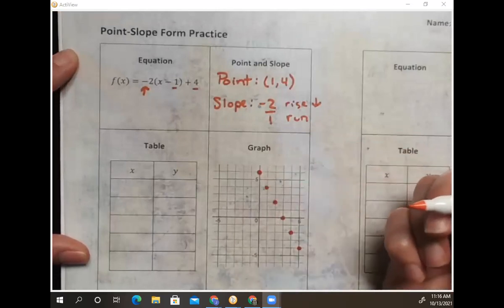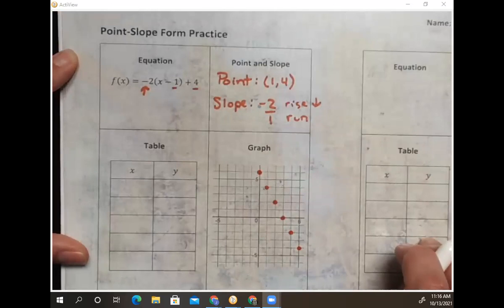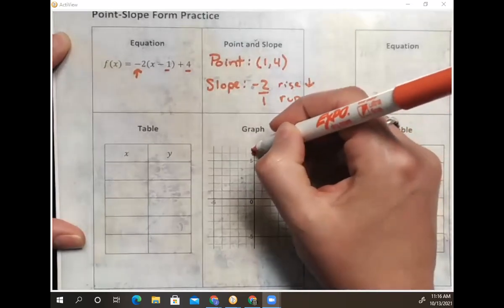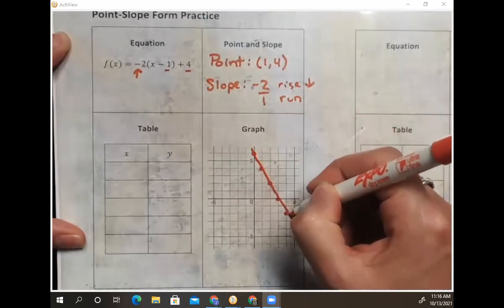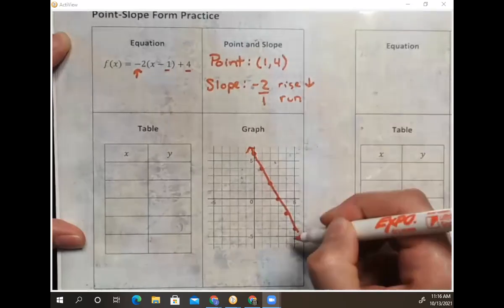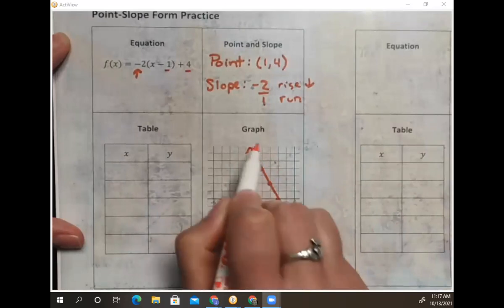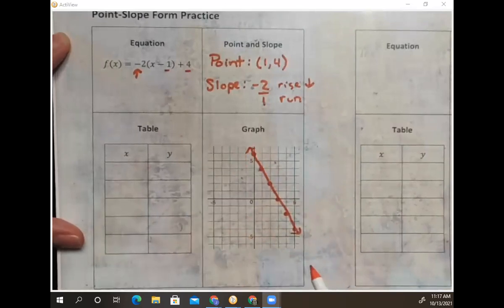What's the minimum number of points I want to see on your graph? 3. Always at least 3. And then since we're graphing a function, don't forget to connect your points and throw your arrows on the end. Remember, for your table, you can always select values of x to plug into your function, but since I've got a bunch of points here, I'm just going to pull points from my graph to throw into my table.